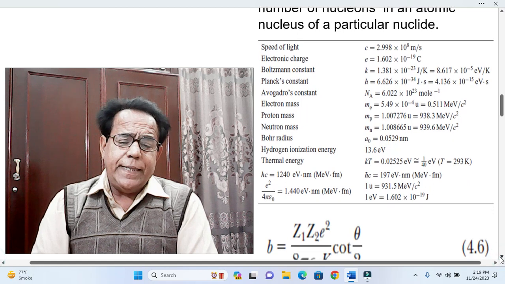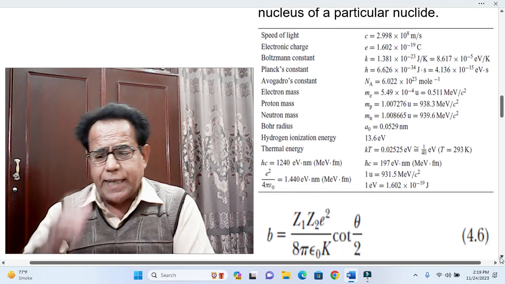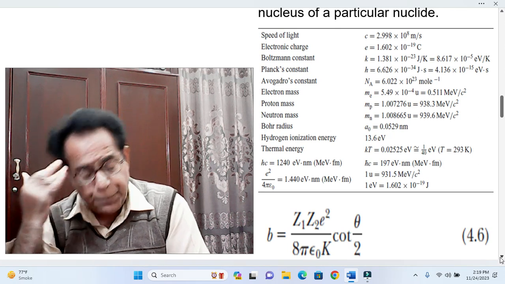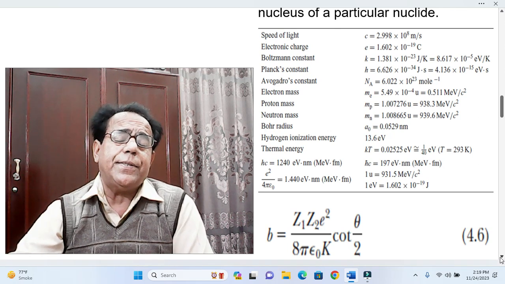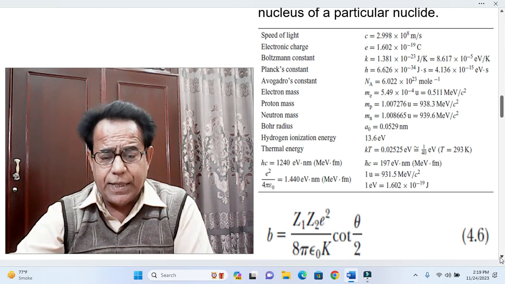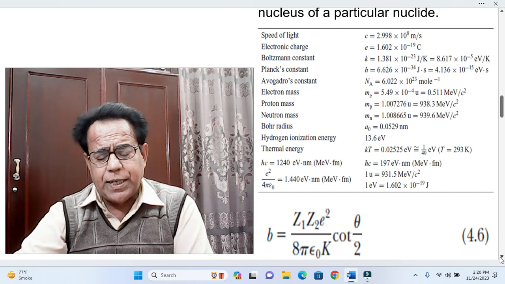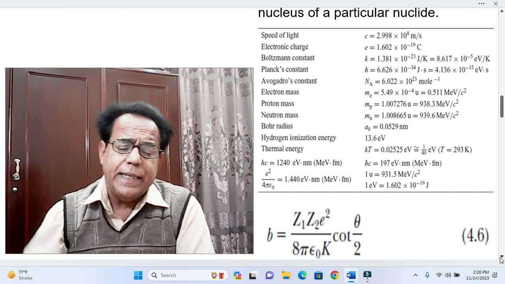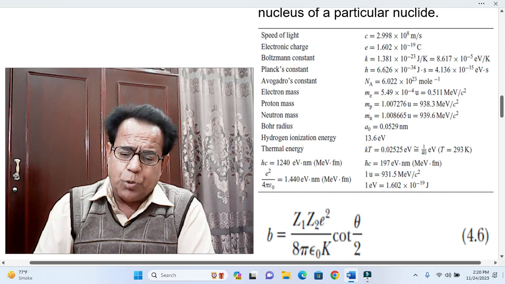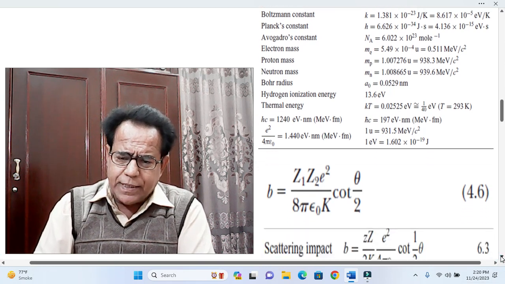Dear students, next there is a snapshot in which a table of physical constants has been shown. This table consists of a large number of physical constants. We may pick that constant which we may need in the solution of this problem. So we skip the detail of this table.